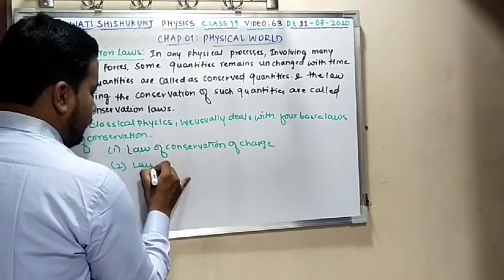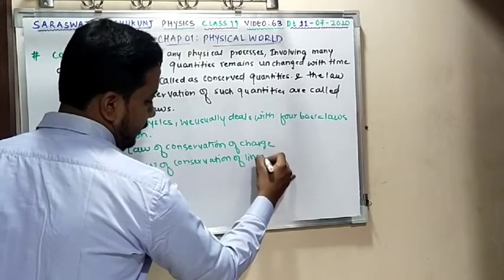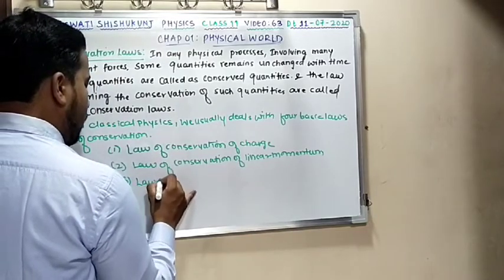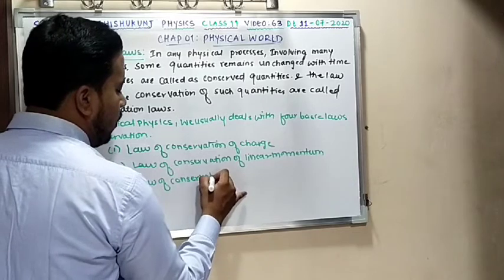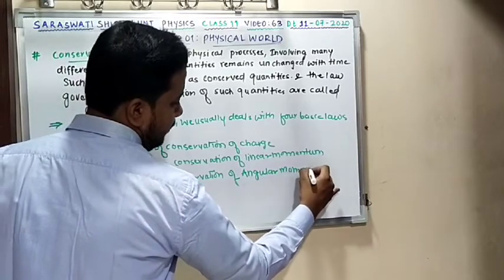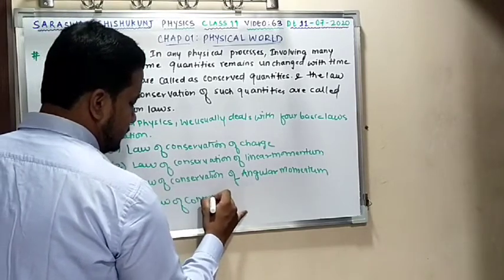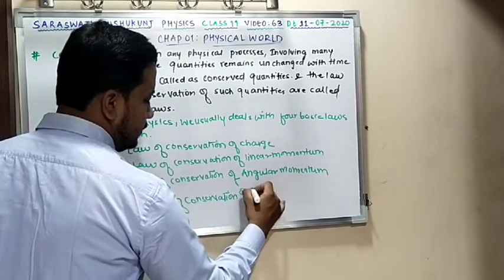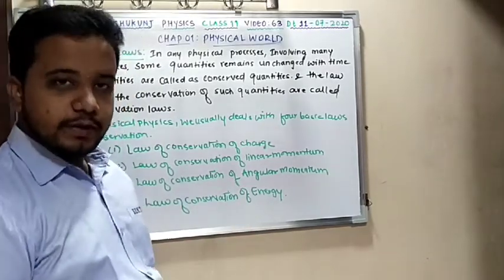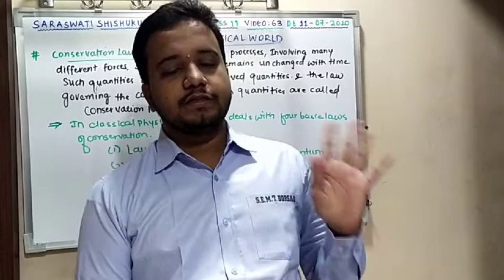Second we have the law of conservation of linear momentum. Is this clear? Third we have the law of conservation of angular momentum. Clear? And last, the fourth law, is the law of conservation of energy. These are the basic 4 laws in classical physics we usually deal with: conservation of energy, charge, linear momentum, and angular momentum.